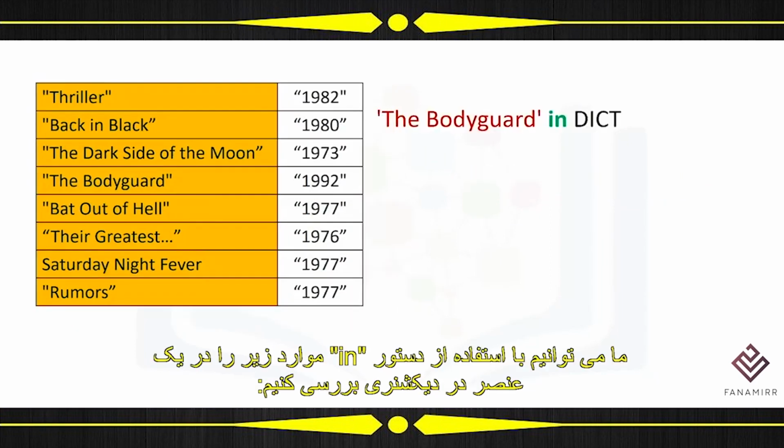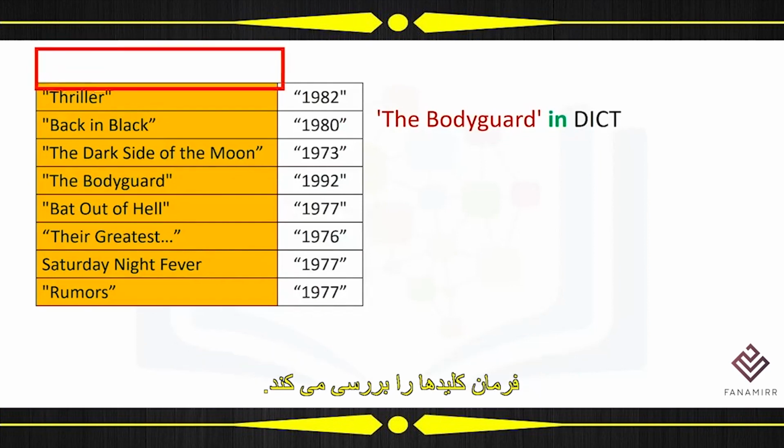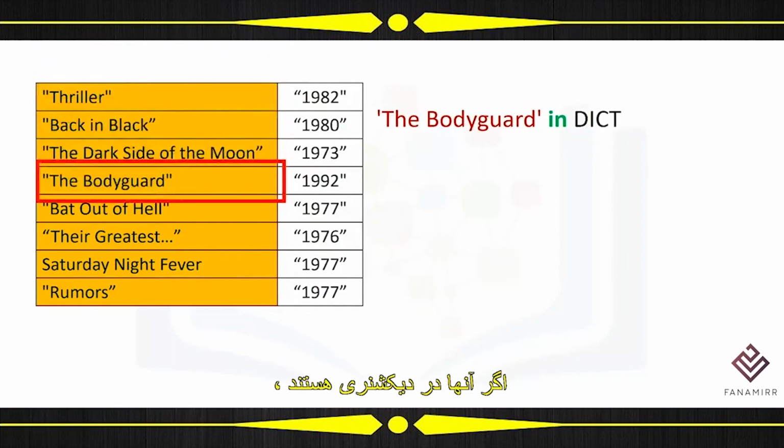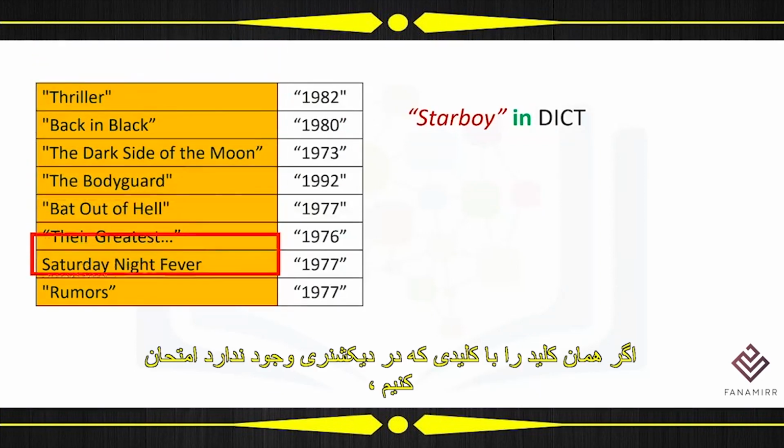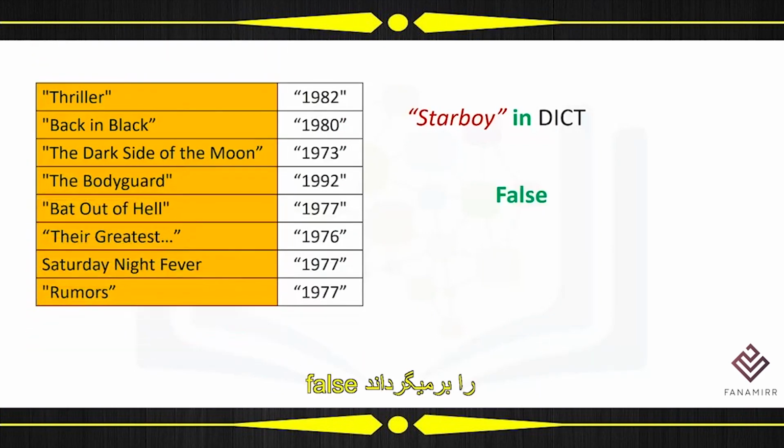We can verify if an element is in the dictionary using the in command as follows. The command checks the keys. If they are in the dictionary, they return a True. If we try the same command with a key that is not in the dictionary, we get a False.